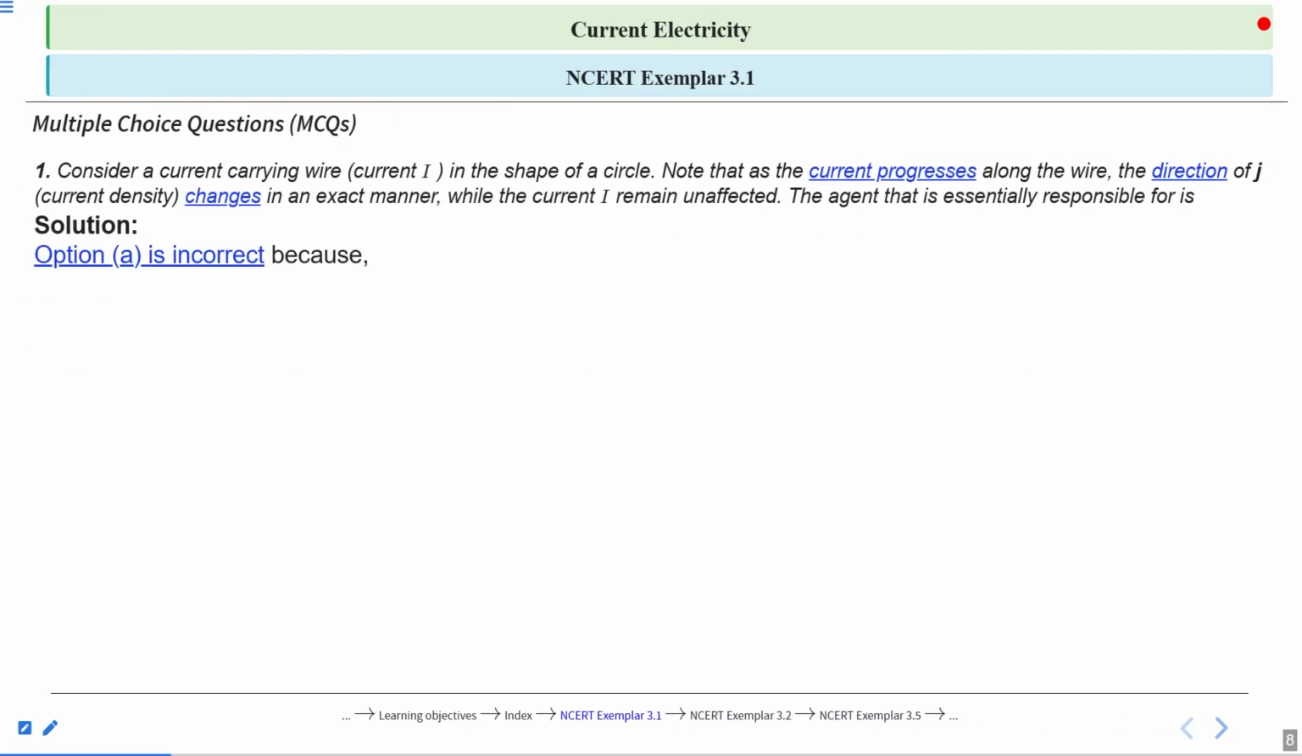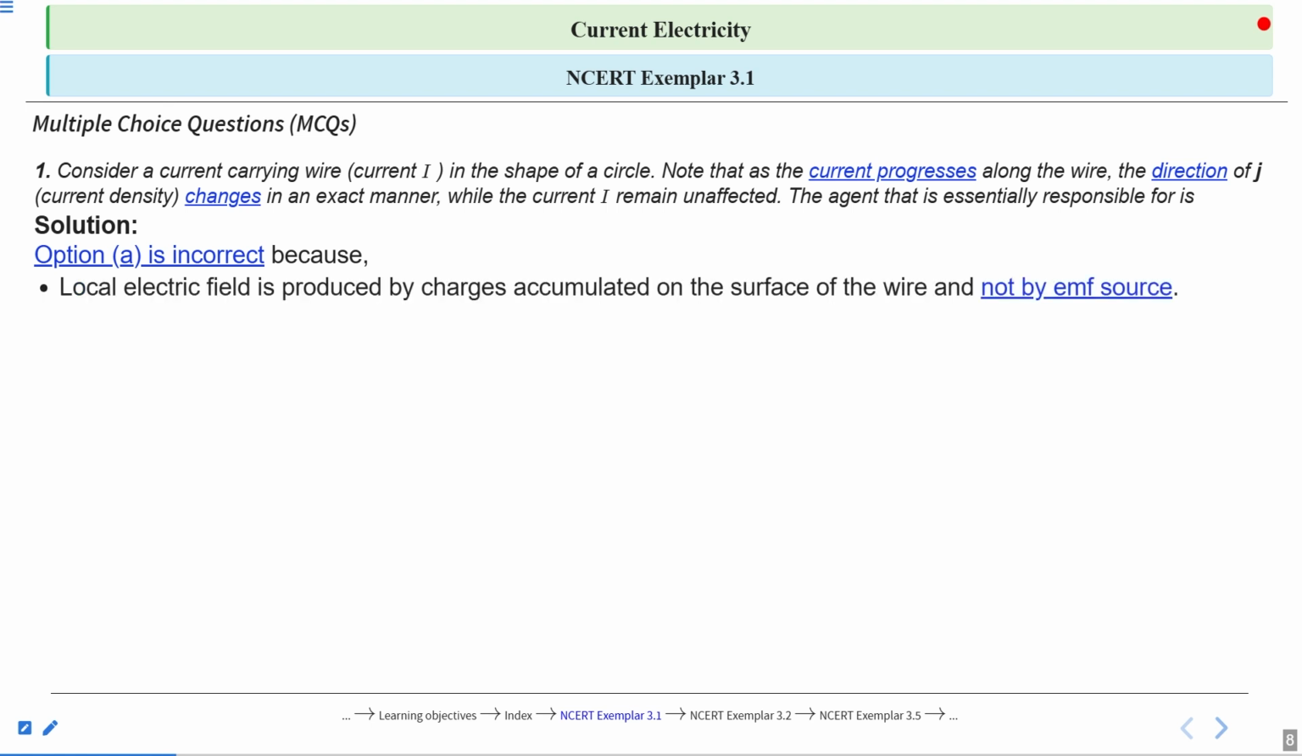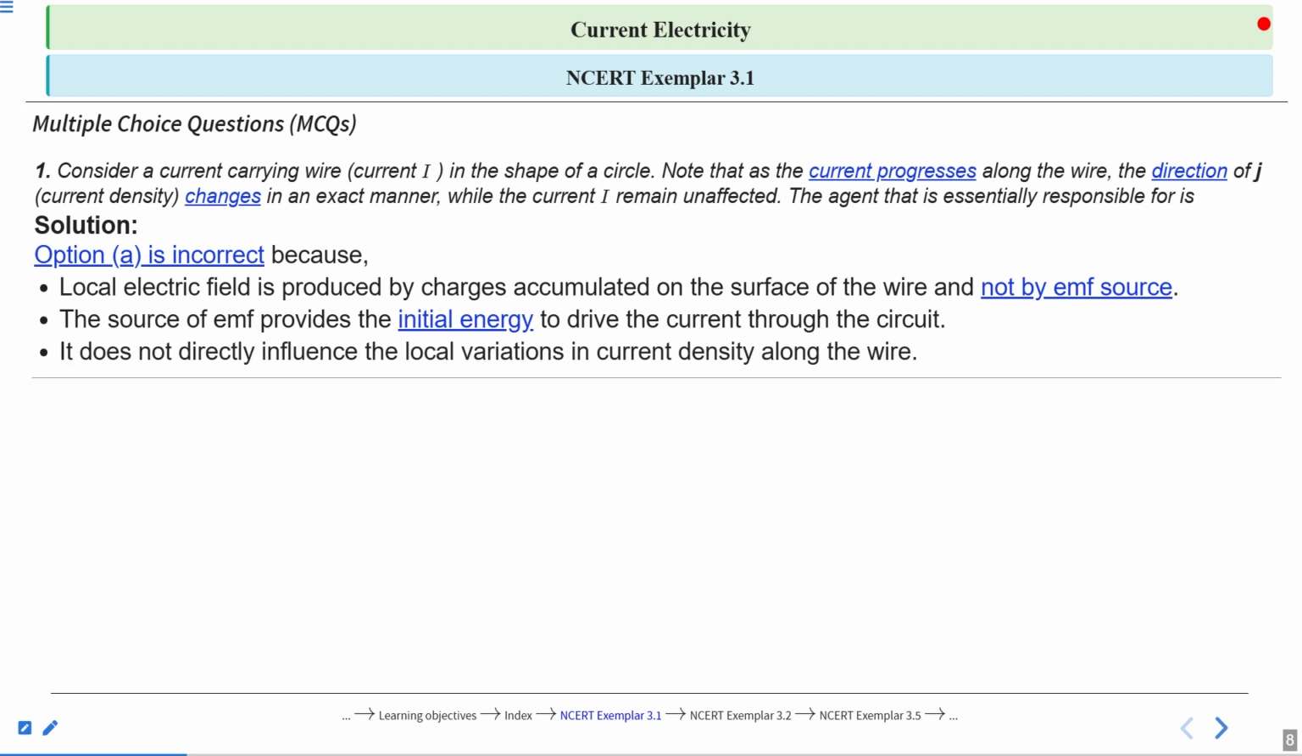So option A is incorrect, because the local electric field is produced by charges accumulated on the surface of the wire, not by the EMF source. The direction of current density is changing due to local electric fields, not by the EMF source. The source of EMF provides the initial energy to drive the current through the circuit. So it will provide the initial energy to the flow of current. It will not result in local deviations of the path of the current. It does not directly influence the local variation in the current density along the wire.